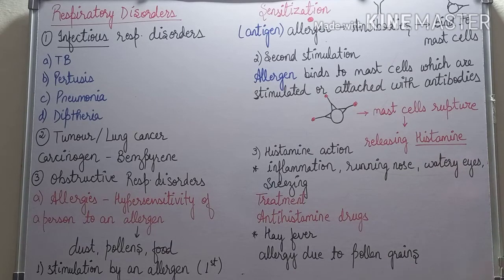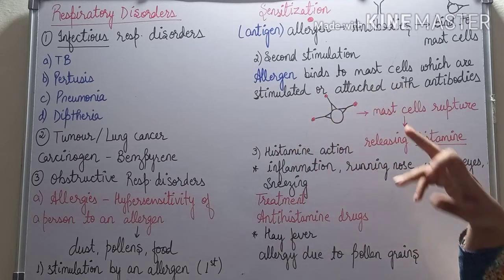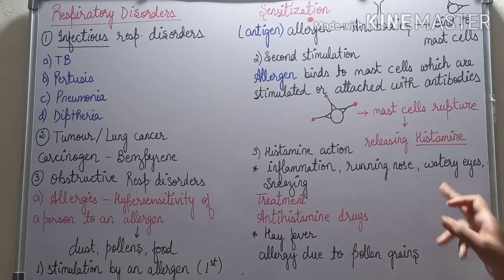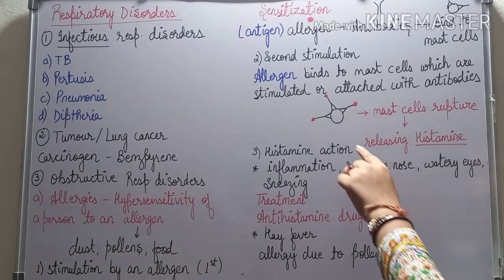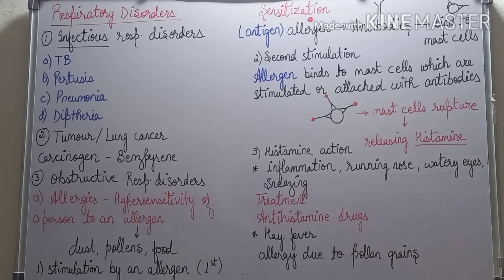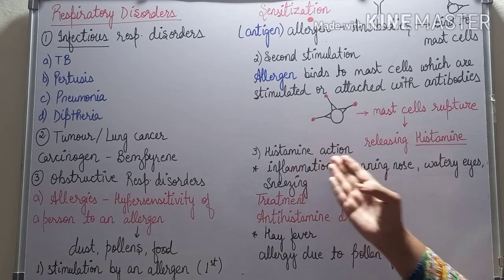And as soon as the allergens get attached to the antibodies, the mast cells break down, they rupture, they break open. And what is present inside the mast cell? It is a chemical compound, that is histamine. So as soon as the allergen binds to the antibodies attached to the mast cell, it gets ruptured and releases histamine. And what is the role of histamine? As soon as the histamine is released, the third step is histamine action.